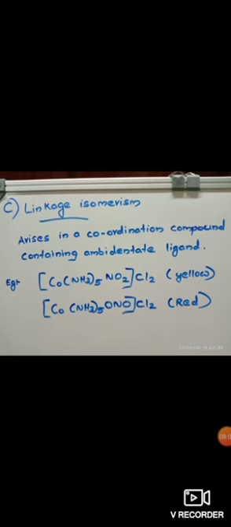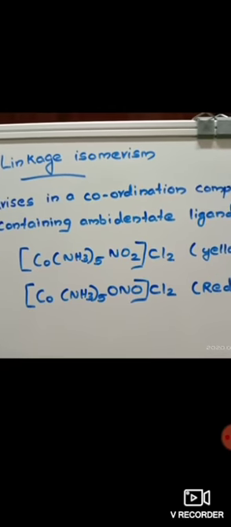Now the third one, linkage isomerism. Difference in the linking atom. We know that there are some ligands which are ambidentate in nature. They can ligate through 2 different atoms, one at a time. So, this isomerism is shown by compounds having ambidentate ligands. It arises in a coordination compound containing ambidentate ligand.